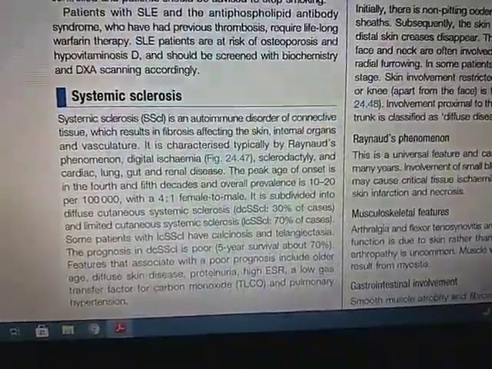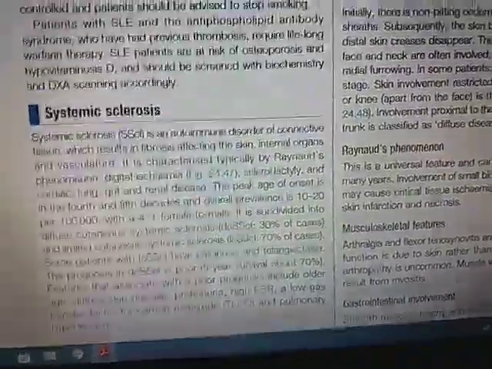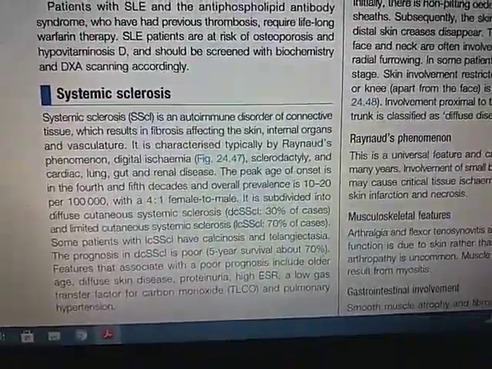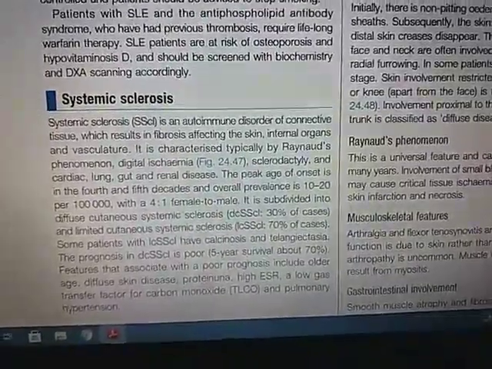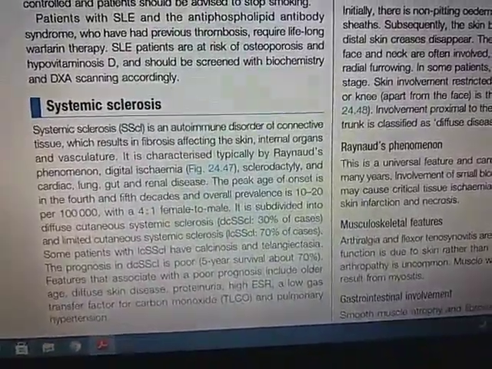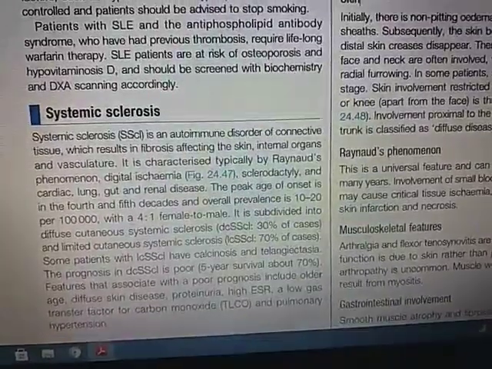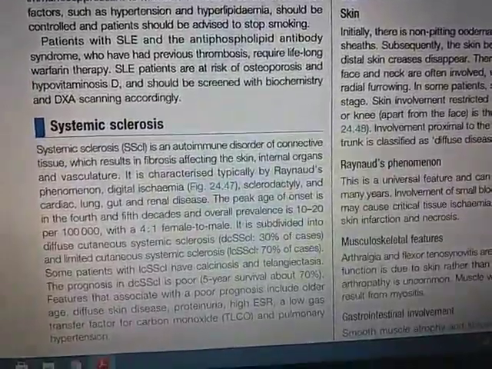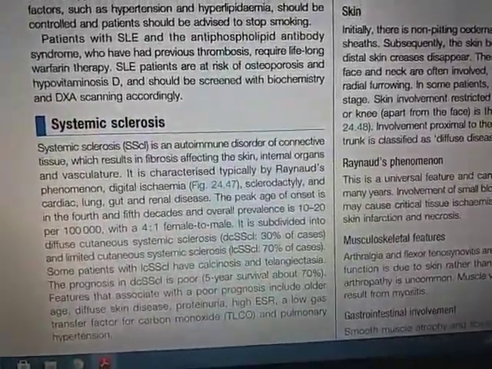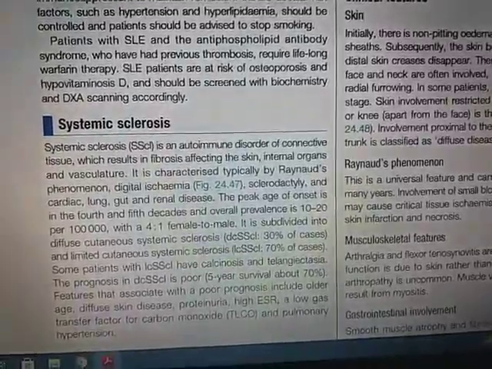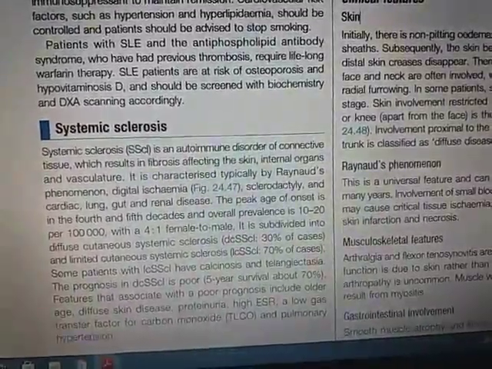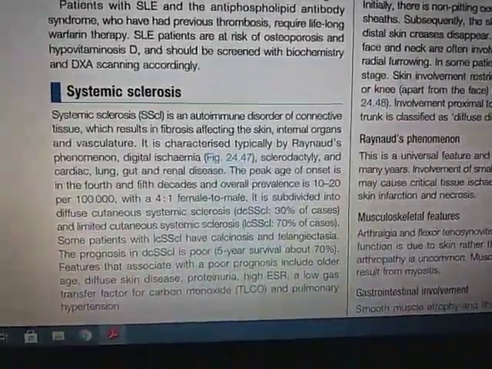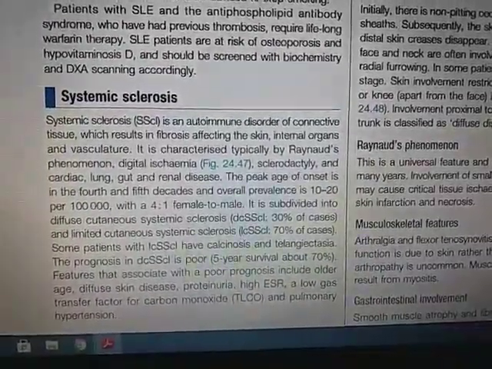Treatment of systemic sclerosis, scleroderma. For the skin, care is important. For scleroderma, renal crisis is considered to be a medical emergency. Usually it is treated with ACE inhibitors, angiotensin converting enzyme inhibitors, non-steroids and steroids.